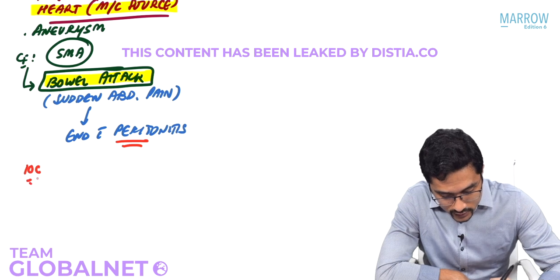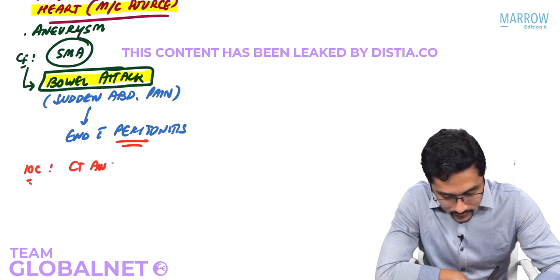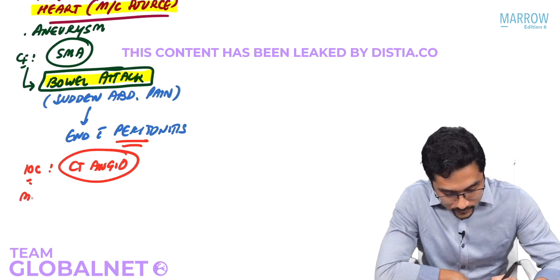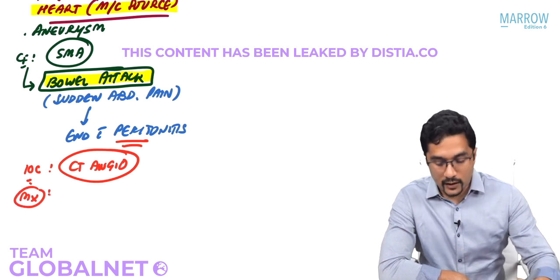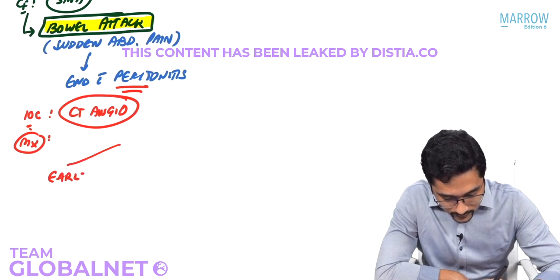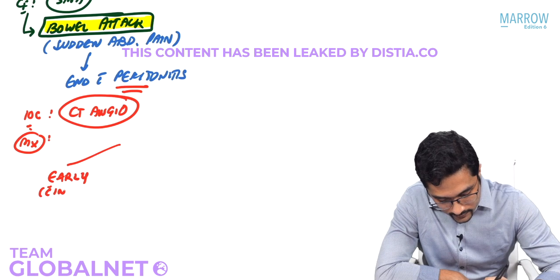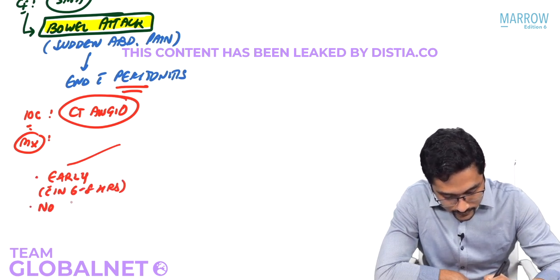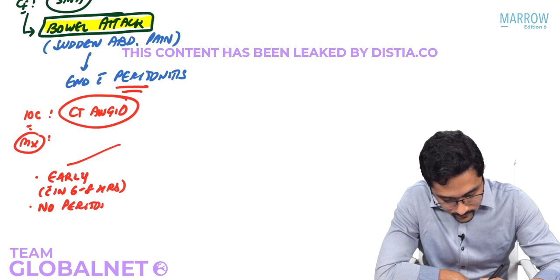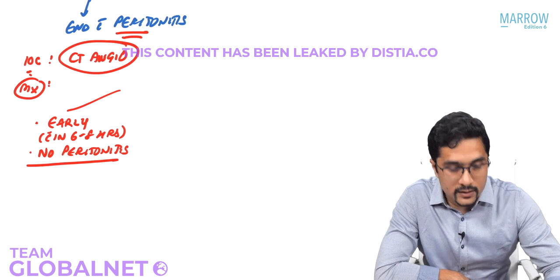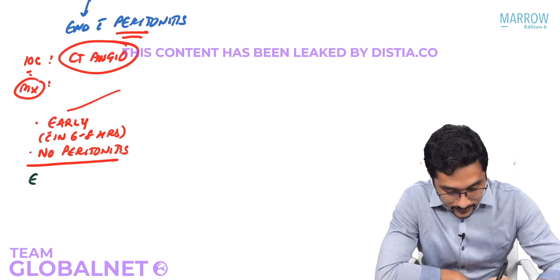The investigation of choice is a CT angiography. That is going to clinch the diagnosis for us. And the management for acute mesenteric artery embolism: if the patient presents early, that is within 6 to 8 hours, there is no peritonitis, then in these patients we will carry out an embolectomy.